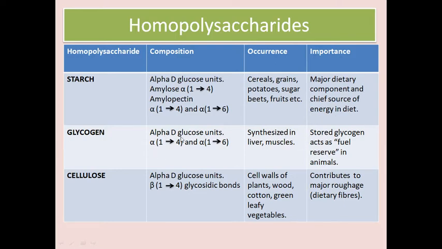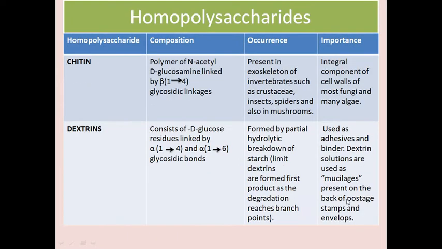Glycogen is also made up of alpha glucose units. It's highly branched, with alpha 1,4 and alpha 1,6 glycosidic linkage. It is synthesized in liver and muscles. Its importance is that stored glycogen acts as a fuel reserve in animals. Cellulose contains alpha D glucose units made up of beta 1,4 glycosidic linkage. It is commonly present in cell walls of plants, wood, cotton, green leafy vegetables. It contributes to major roughage and acts as dietary fibers.